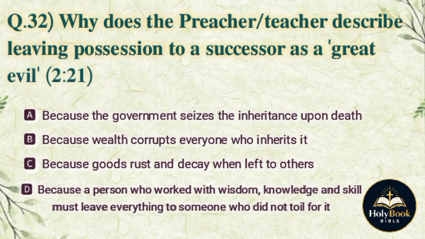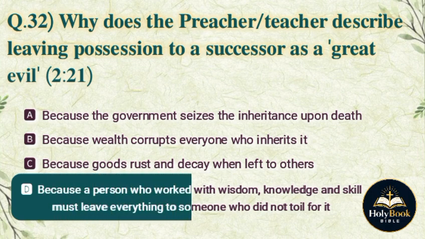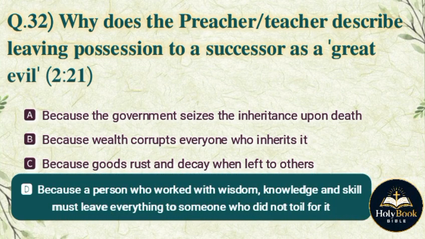Question. Why does the teacher describe leaving possession to a successor as a great evil? Options. A. Because the government seizes the inheritance upon death. B. Because wealth corrupts everyone who inherits it. C. Because goods rust and decay when left to others. D. Because a person who worked with wisdom, knowledge and skill must leave everything to someone who did not toil for it. The correct answer is option D. Because a person who worked with wisdom, knowledge and skill must leave everything to someone who did not toil for it.